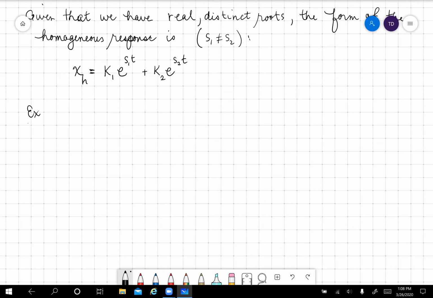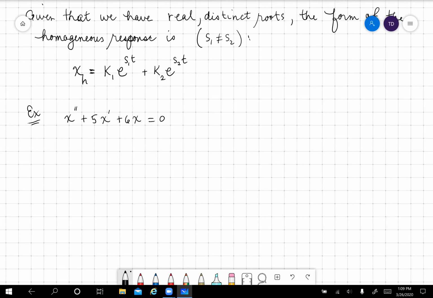There we go. Example. Only a homogeneous response right now. x double prime plus 5x prime plus 6x equals 0. So first, note the differential equation is only a homogeneous equation. There is only a homogeneous response. There is no forced response. The forcing term is 0. So there's only a homogeneous response.